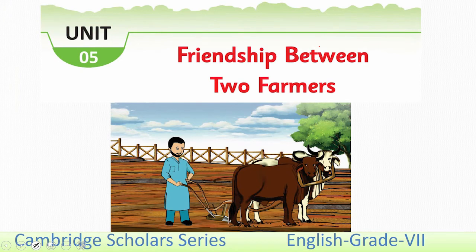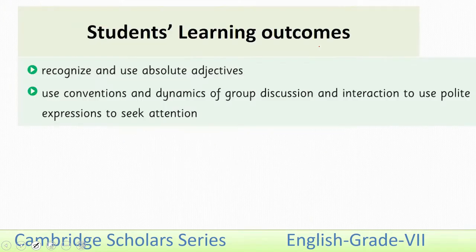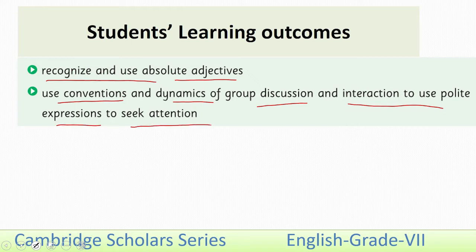We are going to start our lesson from Unit 5, Friendship Between Two Farmers. SLOs of this lesson are: recognize and use absolute adjectives, use conventions and dynamics of group discussion and interaction, and use polite expression to seek attention.